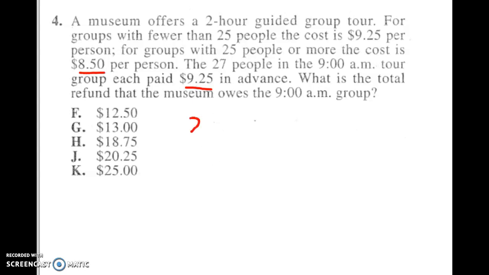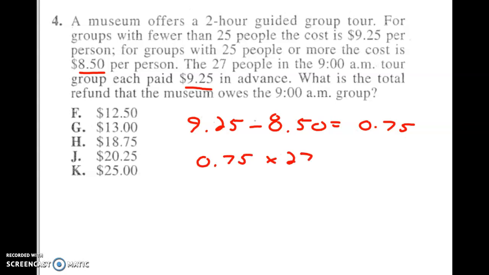So there's a bunch of ways to do this. I guess the way I would look at it is each person got overcharged 75 cents. So if we do $9.25 minus $8.50, they should have gotten charged 75 cents less, and then just take that 75 cents times the 27 people that were there, and that'll get you your answer. All right, so letter J. Sorry about the poor circling there. That should be letter J. This would be $20.25.